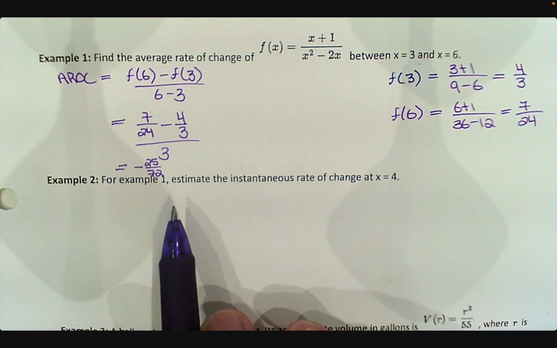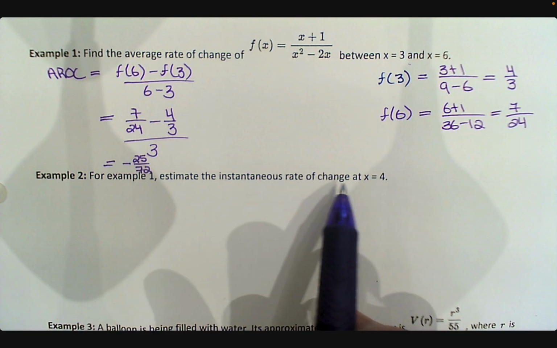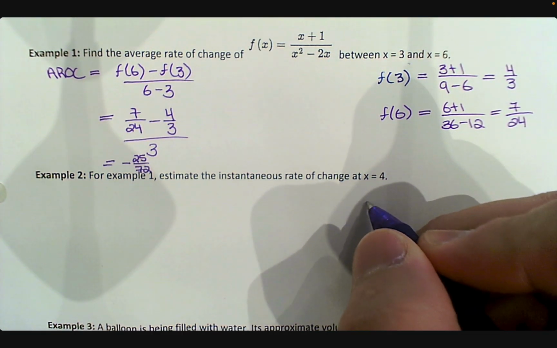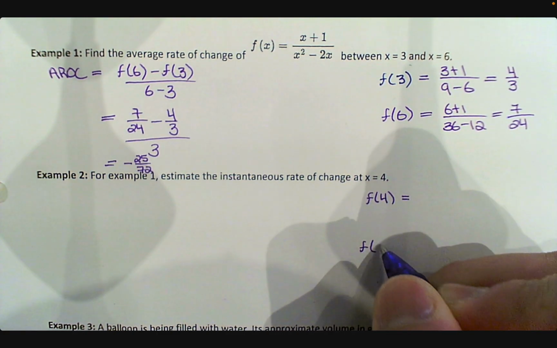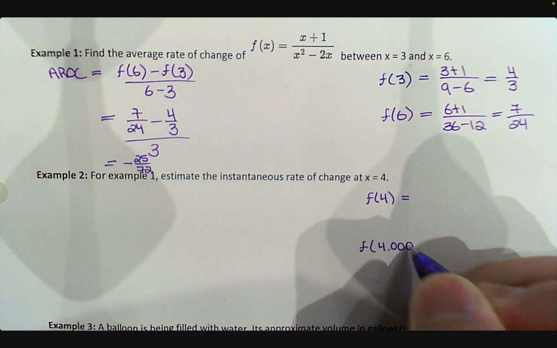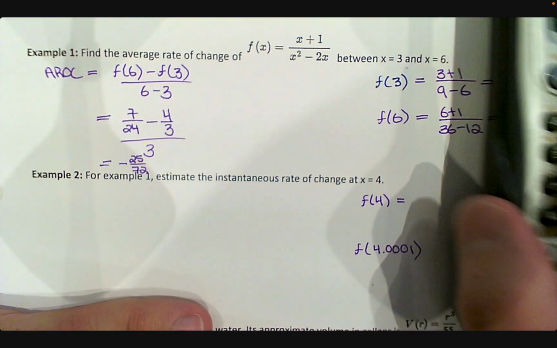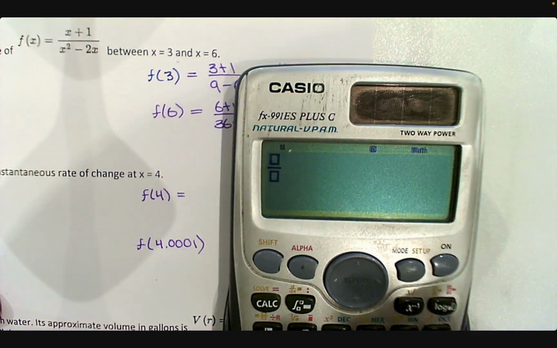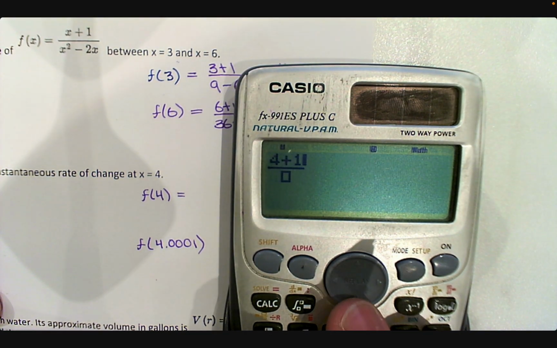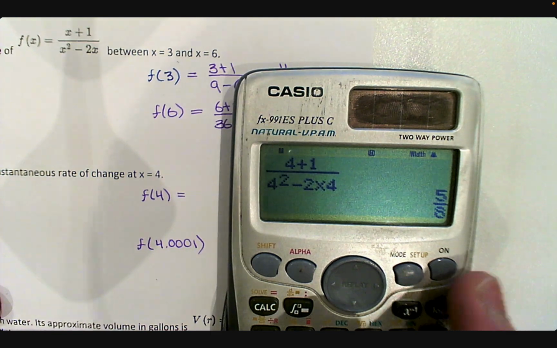For example 2, it's asking us to estimate the instantaneous rate of change at x equals 4. So I'm going to go ahead and find f of 4 and f of 4.0001. Again, we want to try to use 4 decimal places. Just to make this a little quicker, I'm going to utilize the help of my calculator. So 4 plus 1 over 4 squared minus 2 times 4 is 5 over 8.